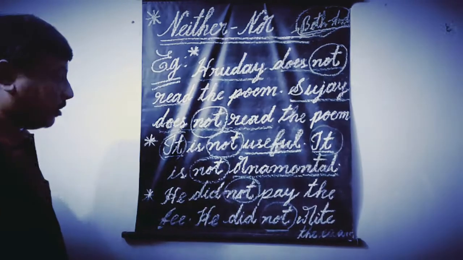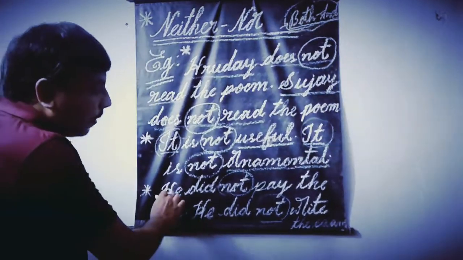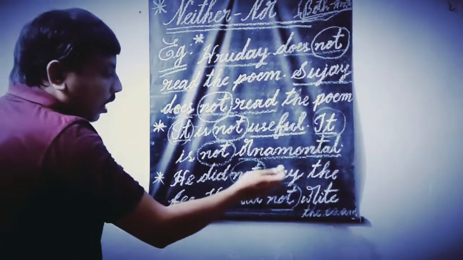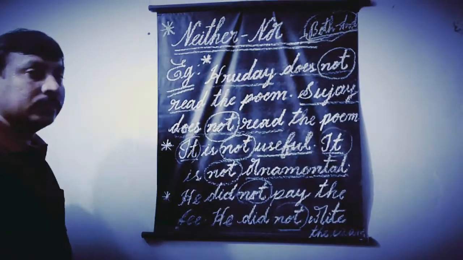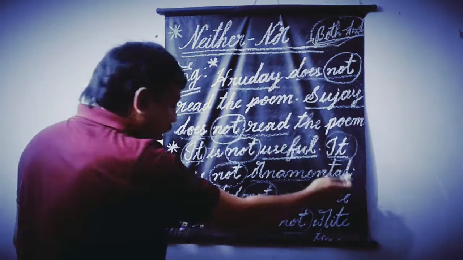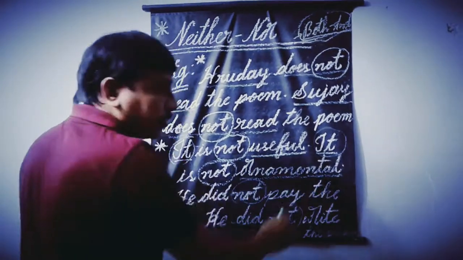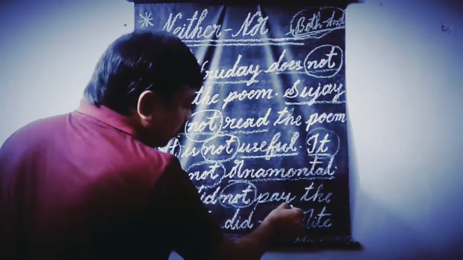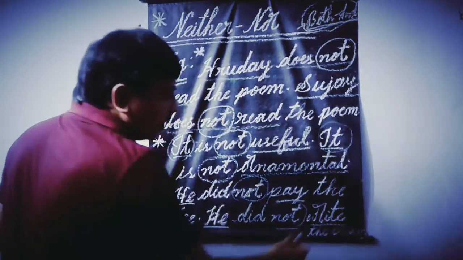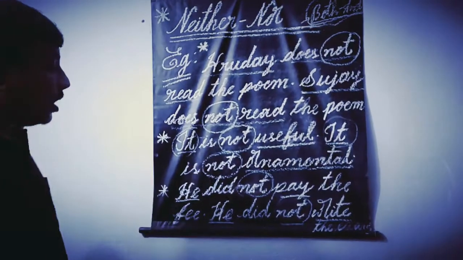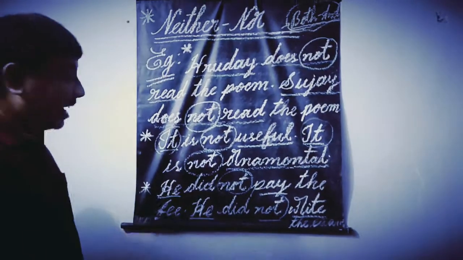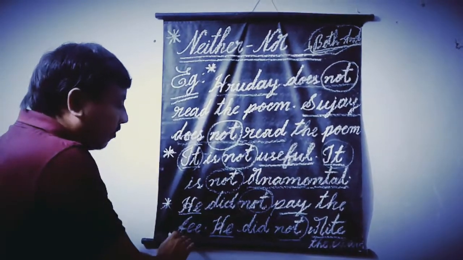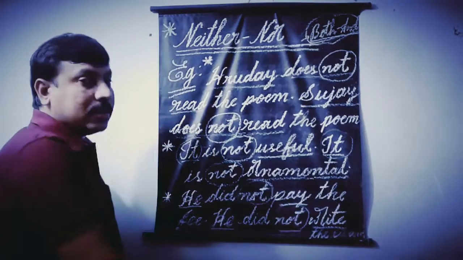Then how to say the answer? He paid neither the fee nor wrote the exam. Here we can find the same subject but different verbs, pay and write. Then how to join these two? When the two ideas are given with the negative sense, how to join? He paid neither the fee nor wrote the exam.